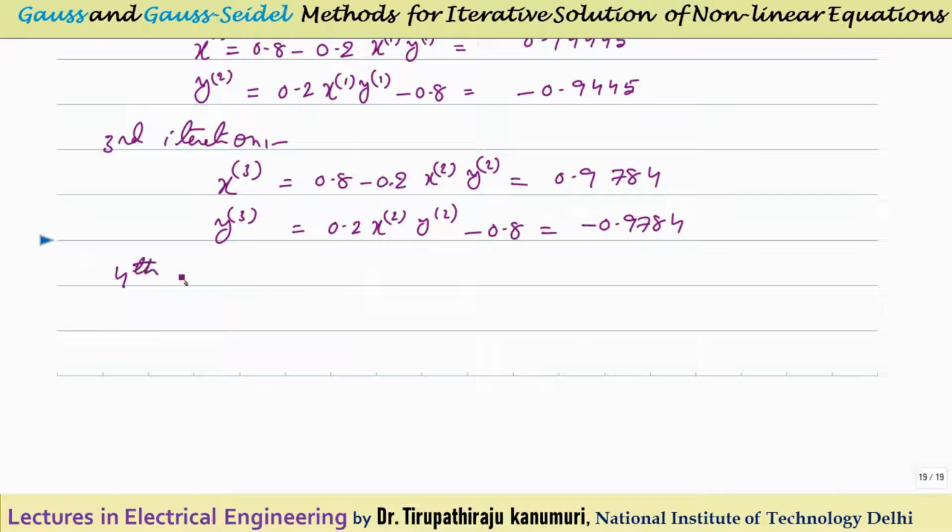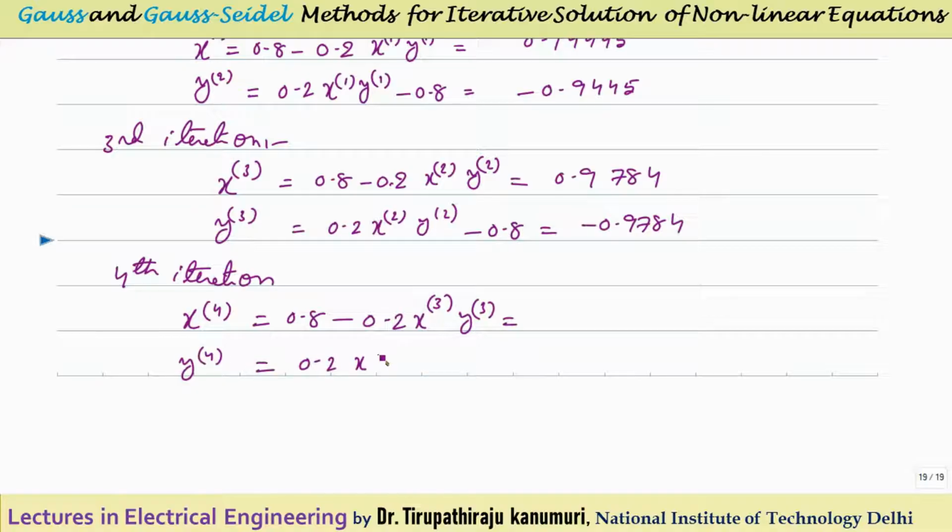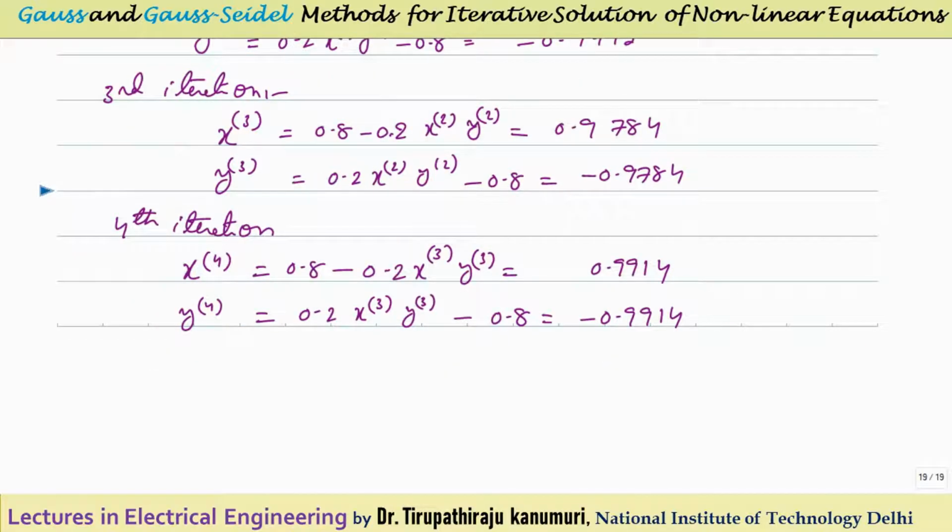So again I am proceeding to the fourth iteration. In the fourth iteration, what will we do? x of the fourth iteration is equal to 0.8 minus 0.2 times x in the third iteration and y in the third iteration. Similarly, y of the fourth iteration will be equal to 0.2 times x in the third iteration multiplied by y in the third iteration minus 0.8. Getting it? So if you calculate the value for the fourth iteration, this is 0.9914 and this will be minus 0.9914. In a similar way we will proceed for the fifth iteration, sixth iteration, like that.